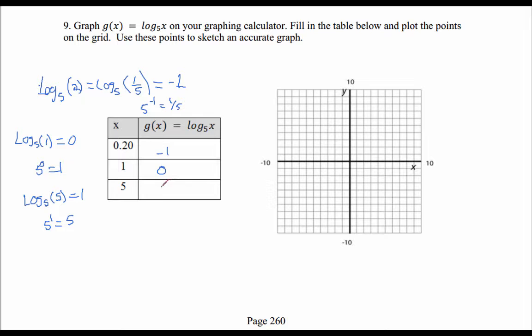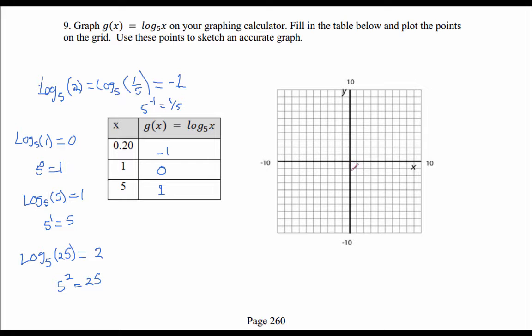Now, I know they didn't ask us to do this, but let's do it anyway. What if I had logarithm base 5 of 25? What would that be equal to? Well, that's going to be equal to 2. Why? Well, because 5 to the second power is equal to 25. All right. Now you can see that's why they didn't ask us that one, because that would have to be 25 on the x-axis, and we're stopping at 10. Okay. All right. So let's go plot the points that they've given us.